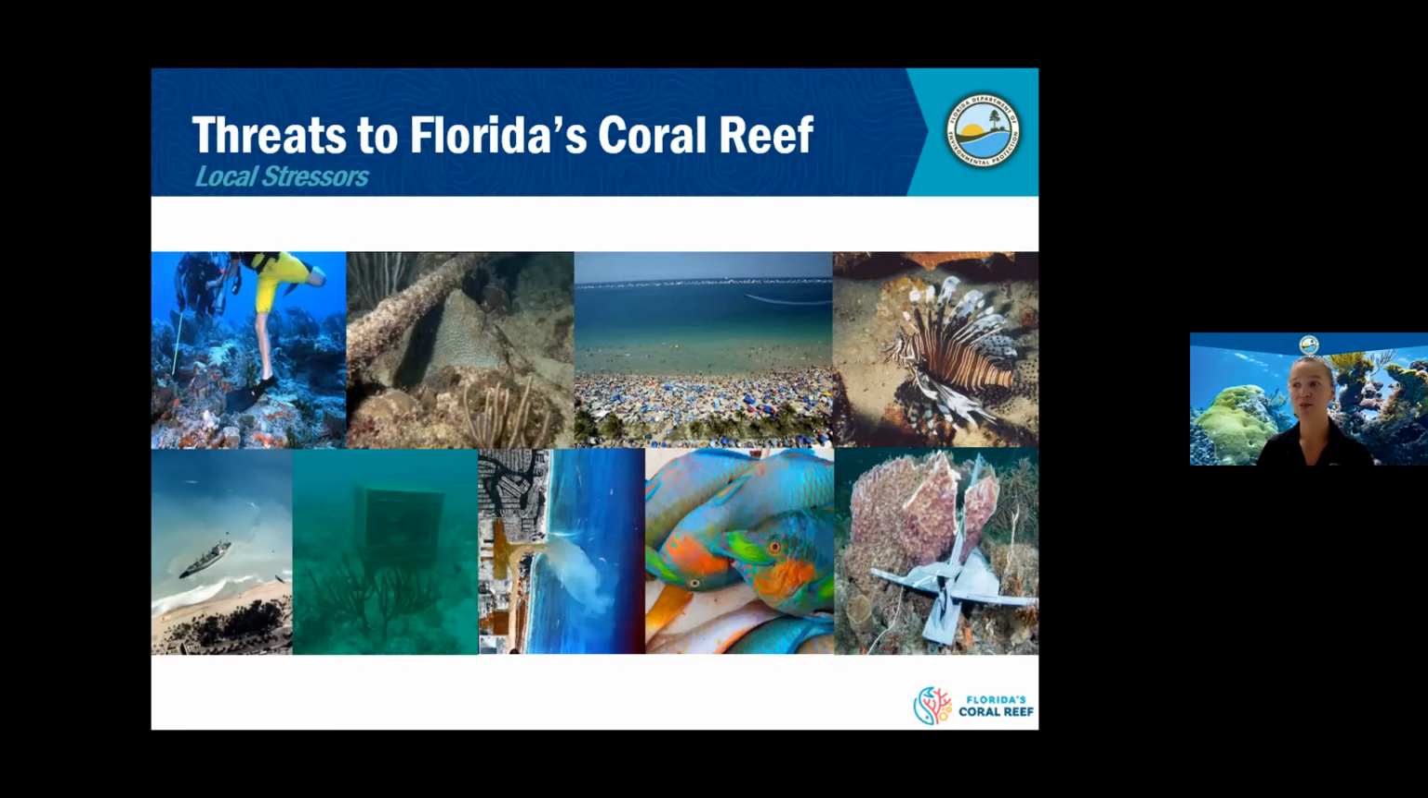So since we have such a dense population in Florida, water quality is a huge stressor. And then additionally, fishing pressures, like Maddie mentioned, anchor and vessel damage, marine debris, and large coastal construction projects. But even though all of these issues are complex, they're issues that we as humans cause. So that means that we as humans also have the power to mitigate them.